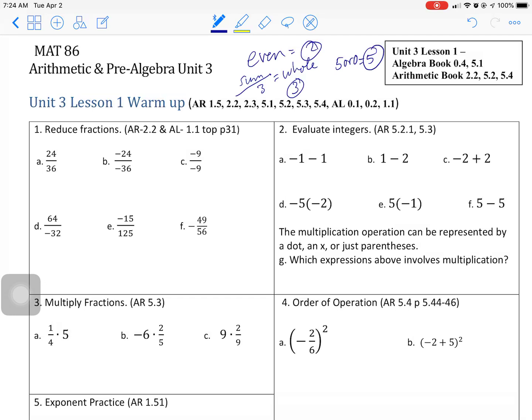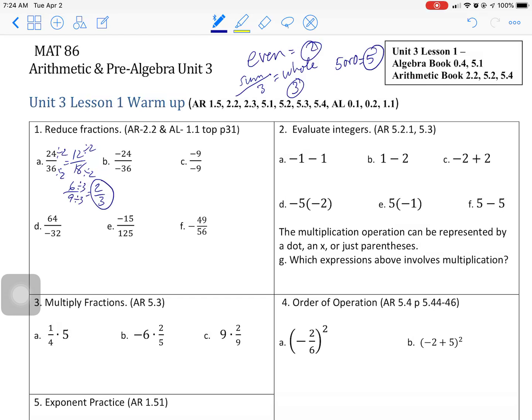So 24 and 36 are both even numbers, so you can divide by 2. That gives you 12 over 18. They're still even. You divide by 2. You get 6 over 9. And 6 is divisible by 3, and 9 is divisible by 3. So you get 2 over 3.